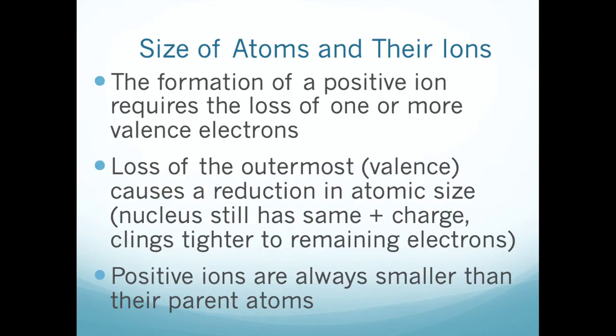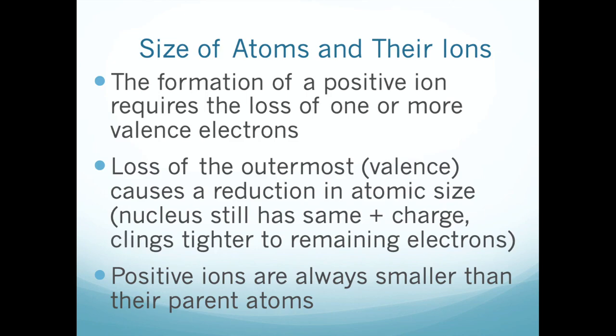What does that do to the size of your atom? Well, the remaining electrons get pulled in a little bit tighter because you have fewer electrons repelling each other or shielding electrons from the nucleus. So whatever electrons you have remaining get pulled in tighter to the nucleus. So a positive ion is, generally speaking, always smaller than the atom it comes from.